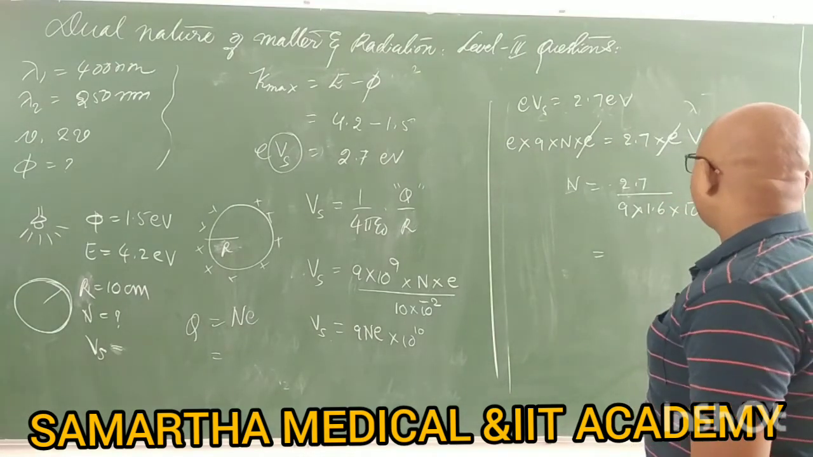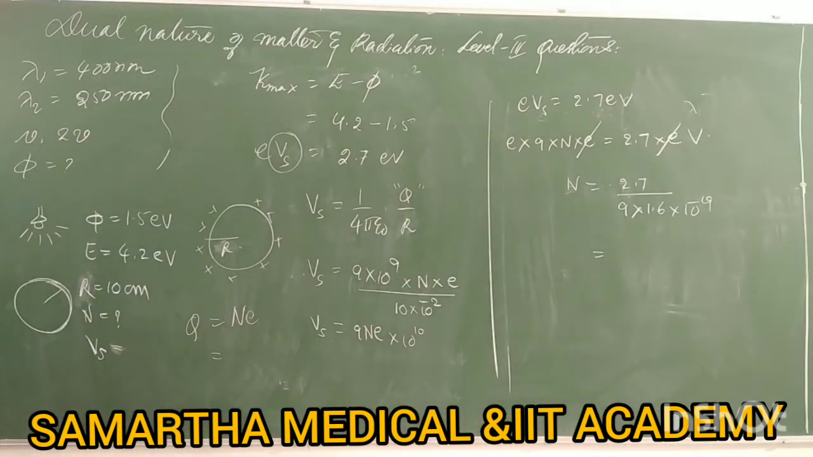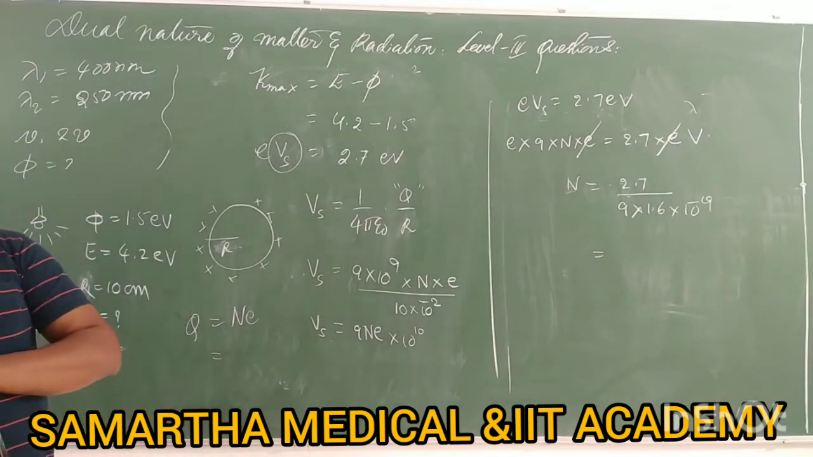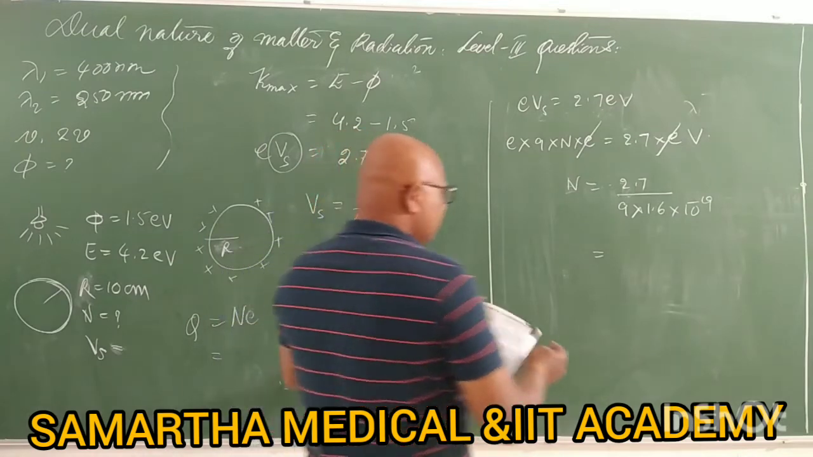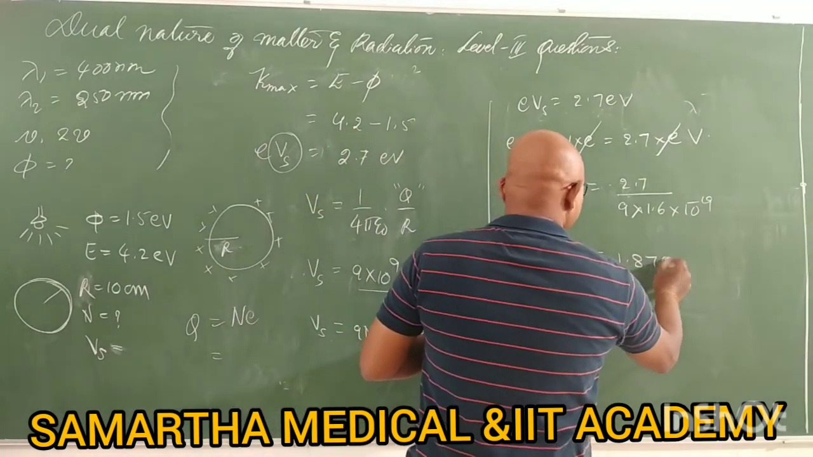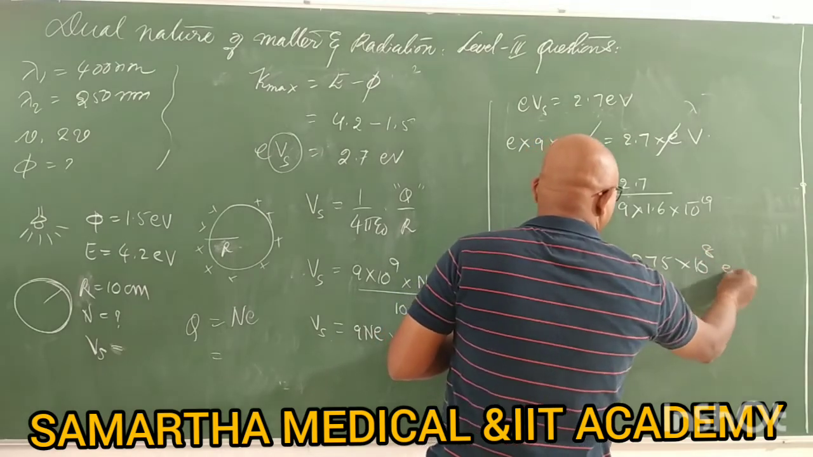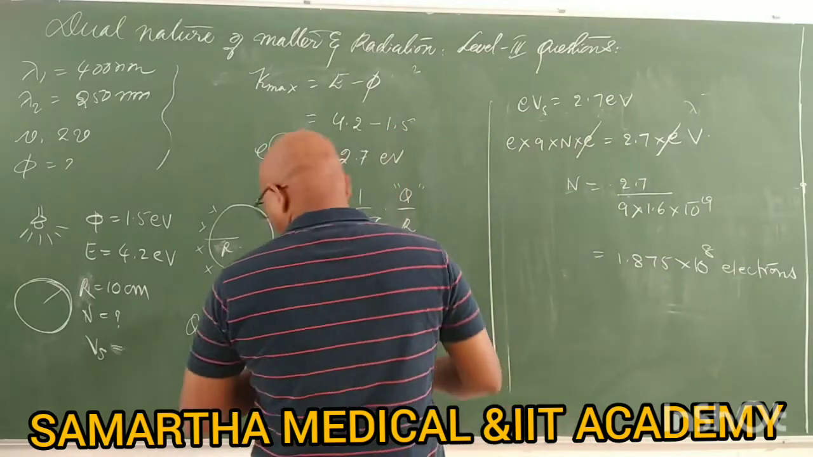So now you will come to know what is the number. That number may be, 4th question, option 2. So it is 1.875 into 10 to the power of 8 electrons. This is what it comes.